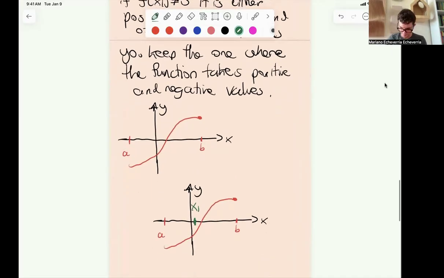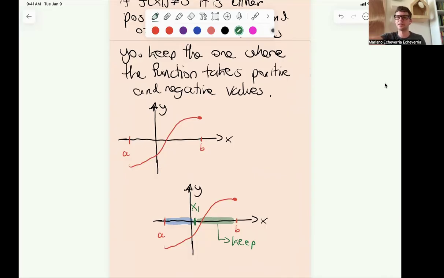So if that's the midpoint, then on this subinterval, let's use different colors, the endpoints would have been both negative, so that is not the correct subinterval, right? The subinterval that you would keep is this one, because here this is negative and this is still positive. So of the two, you would keep the one that still has the property that the function has different signs at the endpoints.